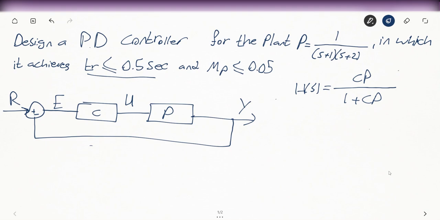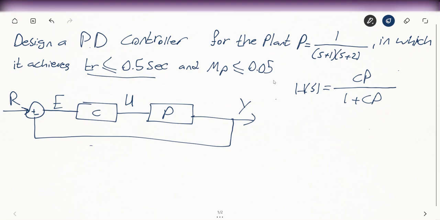So in this video we are going to design a proportional derivative controller, or a PD controller, in order to drive the given plant to achieve the given specifications. The rise time should be less than or equal to 0.5 seconds and the maximum overshoot should be less than or equal to 0.05, or in other terms, less than or equal to 5% of the reference.